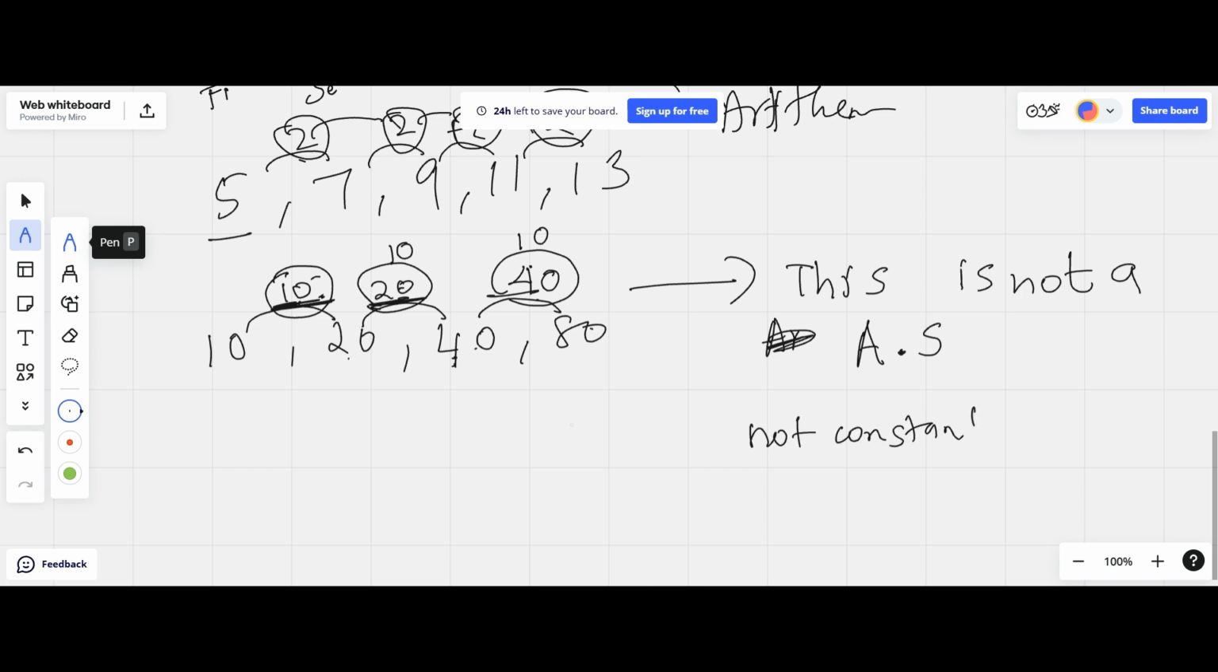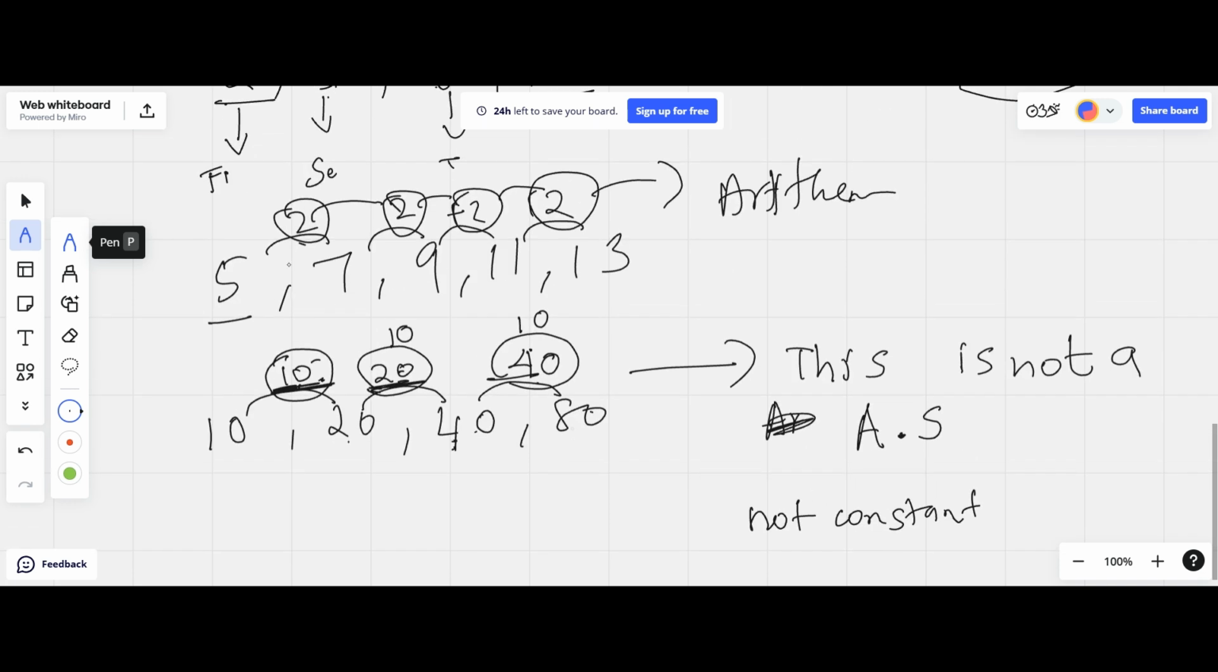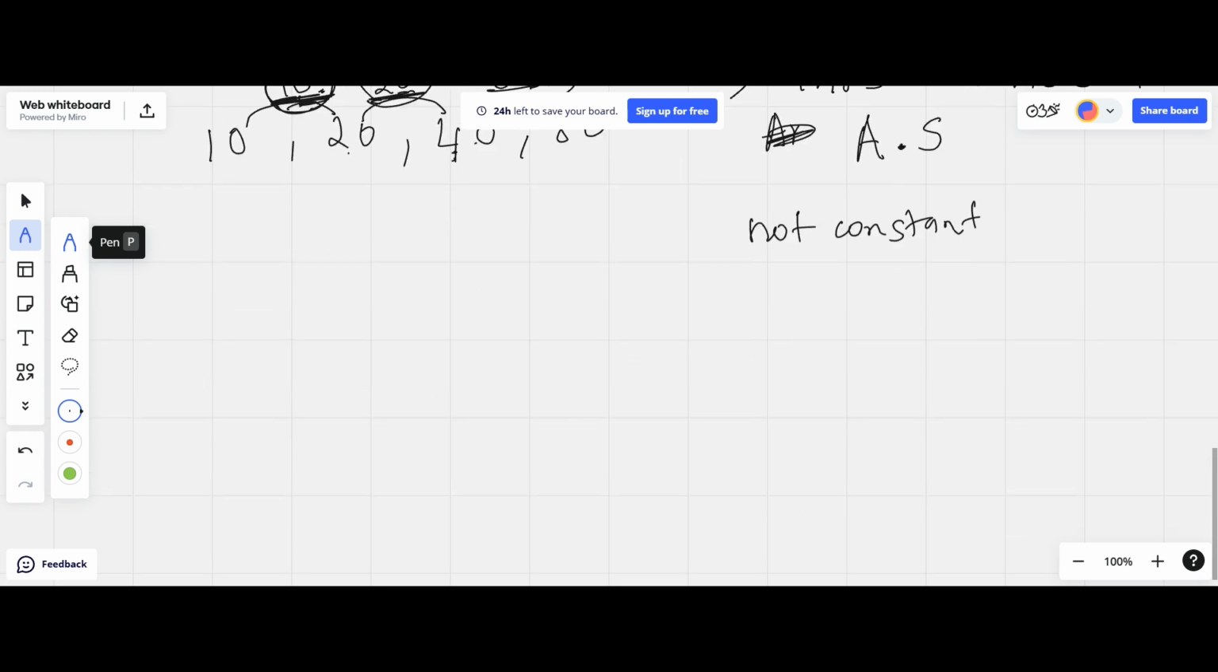Constant means the same number remaining as the difference. Here you see 2 is constant, here also 2, here also 2. But here first 10, next is 20. So the common difference is not the same. So this is not an arithmetic sequence.